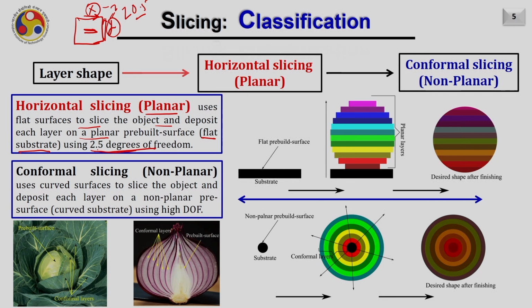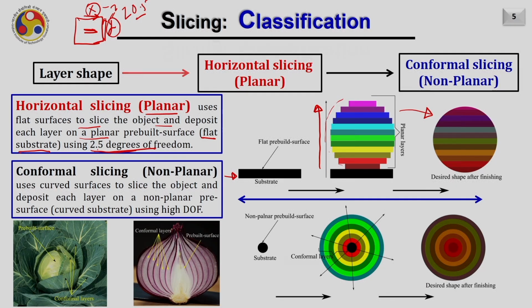Now, let us consider an example of realizing a spherical object by horizontal slicing. Here you can see that there is a substrate, and on this substrate the flat layers are deposited like this. As a result, you will obviously have some staircase effect, and if required later on one can finish it to get the final desired object. This is an example of conventional horizontal slicing or planar slicing.